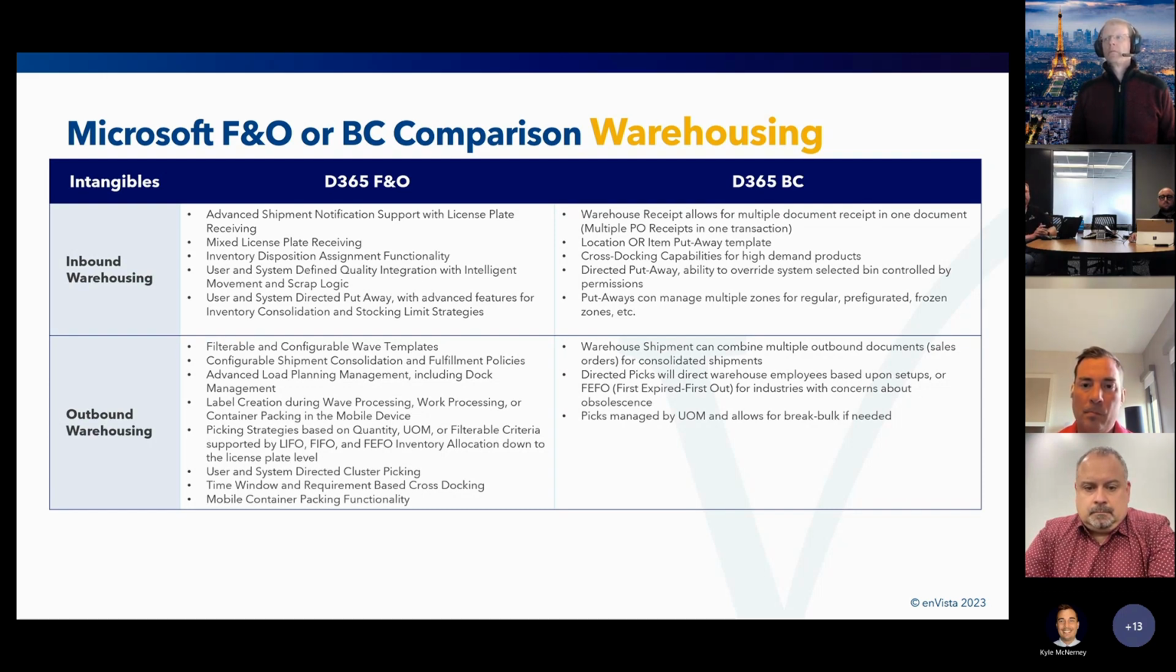Just a few examples of some of the functionality we have: if your vendors are sending you license plate details with an advanced shipment notice or an ASN, or it could be called an 856, that's something that's supported in the system where we can get that license plate detail, receive those goods at the time of receipt, and then put everything away.